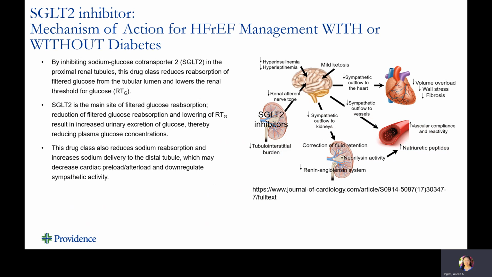So what this drug does is that it decreases reabsorption of glucose at the SGLT2 site in the renal tubules. And so aside from glucose being filtered out at this channel, sodium is also decreased as far as reabsorption, therefore causing excretion of sodium. And as you know, where sodium goes, water goes, so it causes a diuretic effect on the patient's system. So since it causes diuresis, it can cause decreased cardiac preload, afterload, and can also down-regulate sympathetic activity, decreasing stress on the heart.